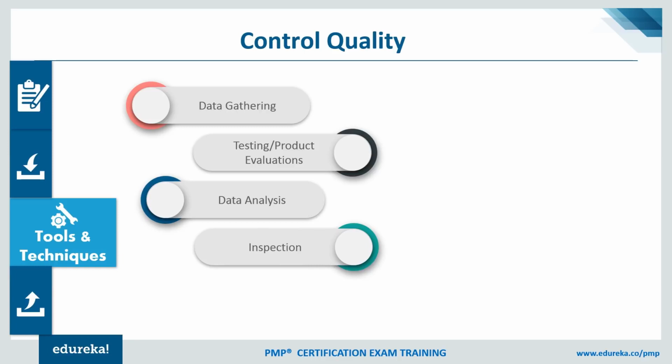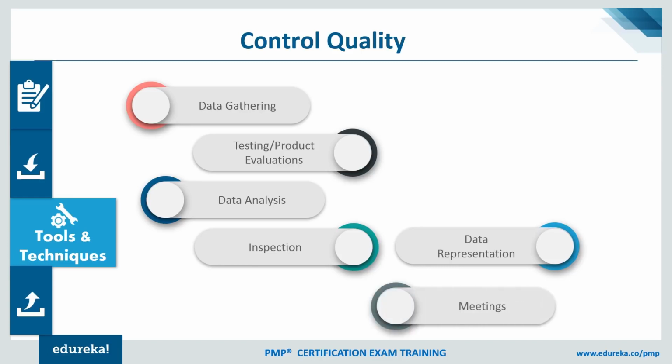Inspection. I need to regularly go on inspecting and adapting as well. So there are various opportunities through which we can do the inspection. For that, whatever you have committed, how are you going to do the inspection? That would be a part of your plan, so you can refer to that. And you would also represent that data. Again, data representation, we already covered the various ways through which we do that. And of course, the meetings. So those are the tools and techniques that we can use as a part of control quality.